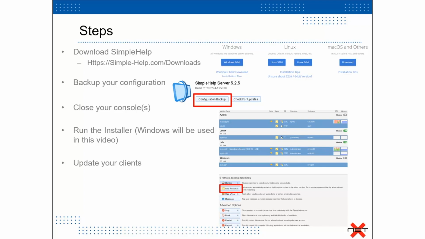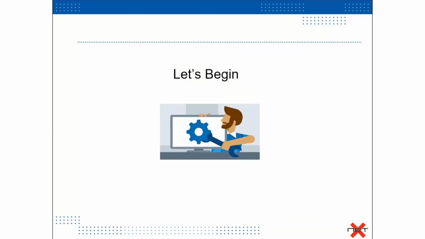Lastly, after opening your console, which updates automatically, we'll then update our clients. You simply select your clients within the console and click the auto restart button. This restarts the remote access service on the remote clients, which is the SimpleHelp agent service. This is non-disruptive to your end users and completely transparent. So let's begin.